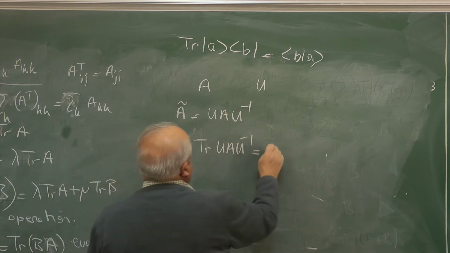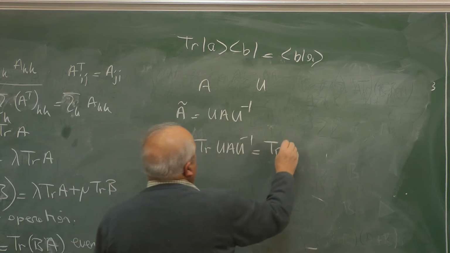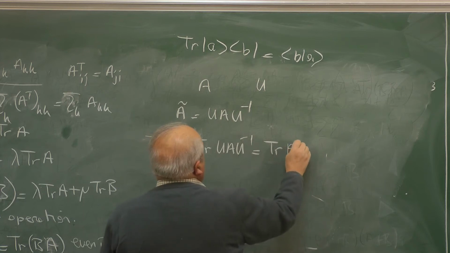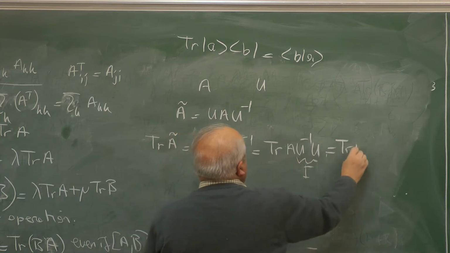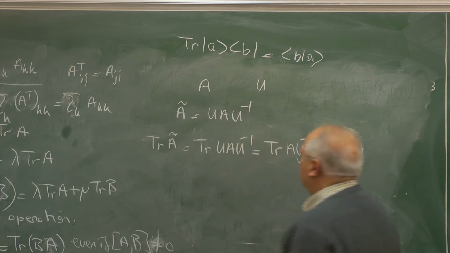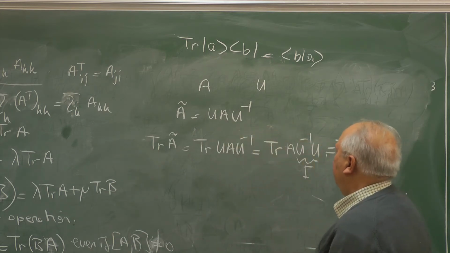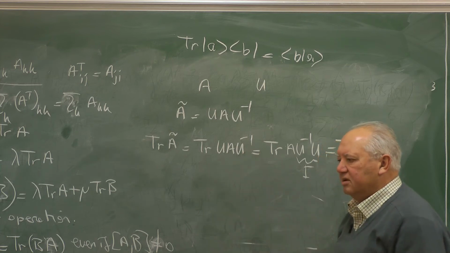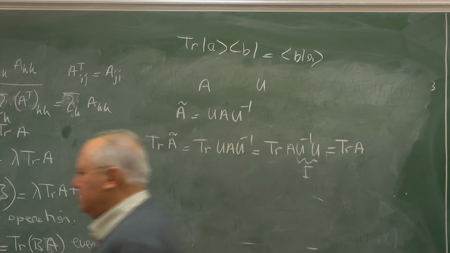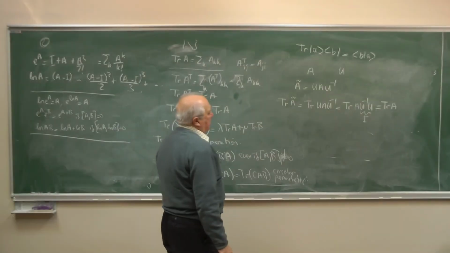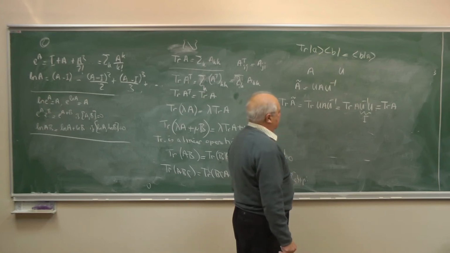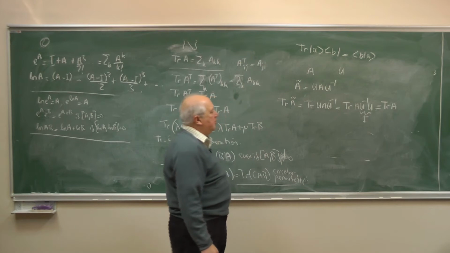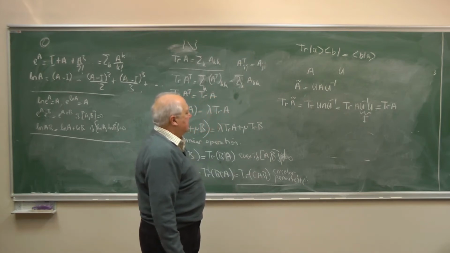And you see what it does. This is trace circular permutation, trace A U minus 1 U. And this is the unit matrix, equal to trace A. So under a coordinate transformation, you may have an orthogonal transformation, or a unitary transformation, or a general similarity transformation, the trace of the matrix is invariant. So it's an important numerical property of a matrix that its trace is invariant.